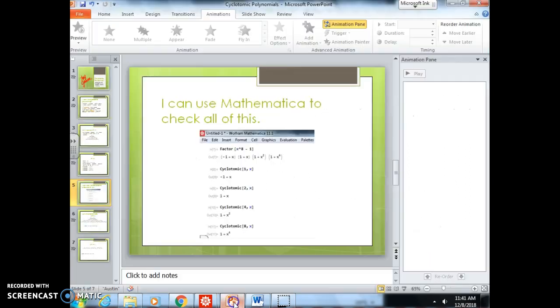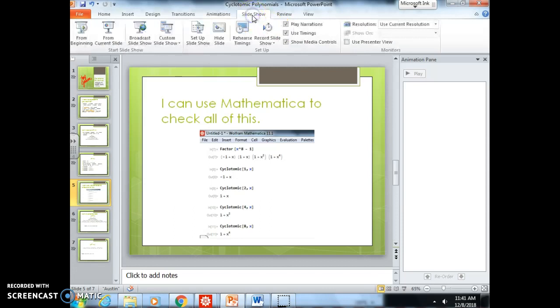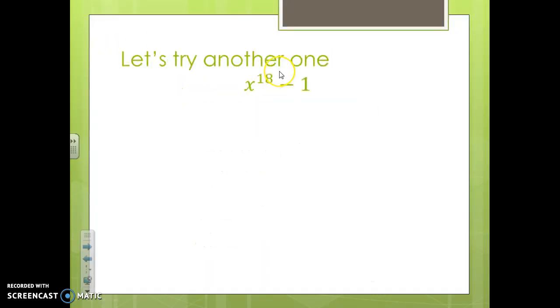That is not the way I chose to do it. So I'm going to start this up again here. So start from current slide. There we are. All right, so then I thought, okay, I kind of understand that now. So let's just try another one.